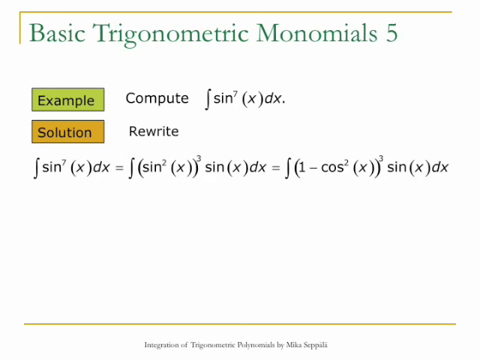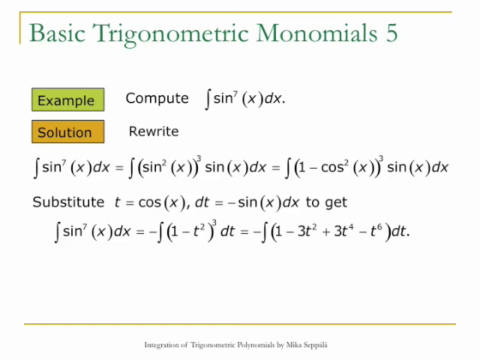Now sine squared is 1 minus cosine squared. So this integral of sine to the power 7 of x dx becomes the integral of 1 minus cosine squared of x, and that difference raised to the power 3 times sine of x dx. Now we substitute t equals cosine of x. Then dt is negative sine of x dx, and we get that the integral of sine to the power 7 of x dx is just negative the integral of 1 minus t squared, raised to the power 3, dt.